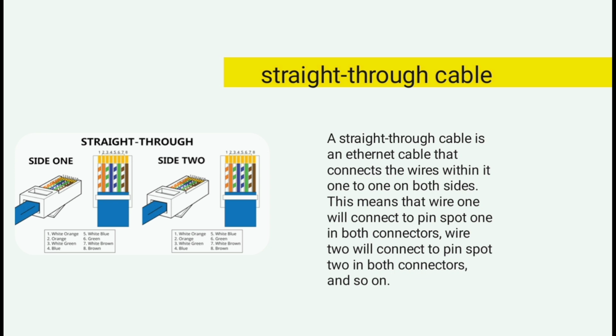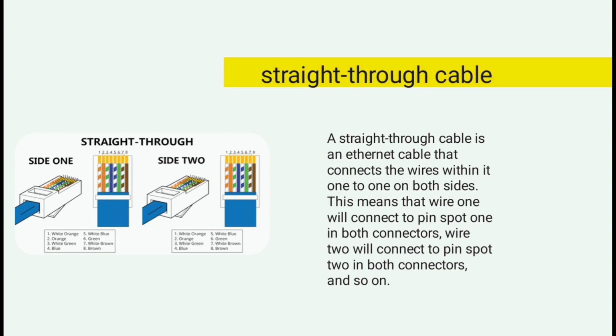In a straight-through cable, the wires are arranged in a specific order based on the T568A or T568B wiring standard. The T568A standard is typically used in residential networks, while the T568B standard is commonly used in commercial and enterprise networks. Both standards use the same wiring configuration, but the order of the wires is different.